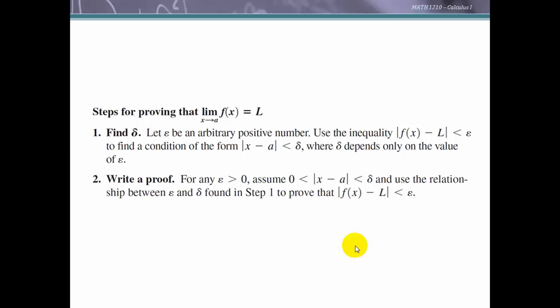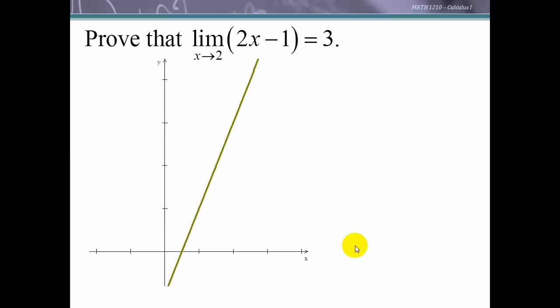So let's go ahead and see how this would work. We're going to prove that the limit as x approaches 2 of 2x minus 1 equals 3. So we are first going to look where a equals 2, and we want to prove that L equals 3.